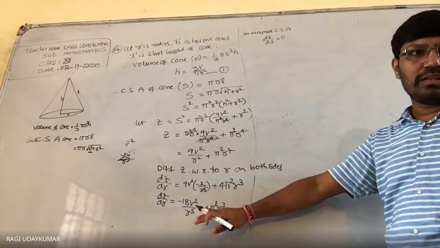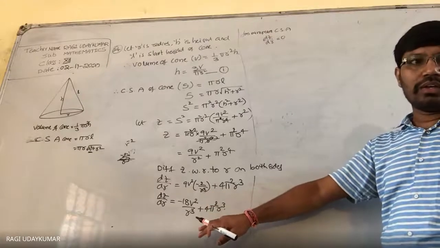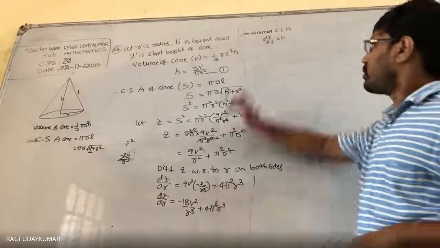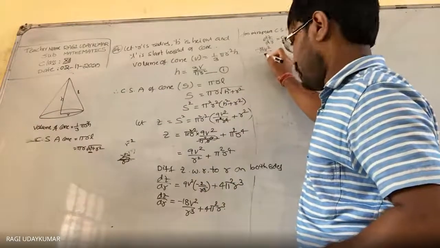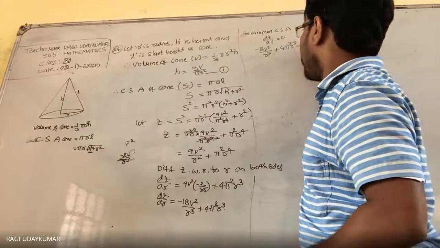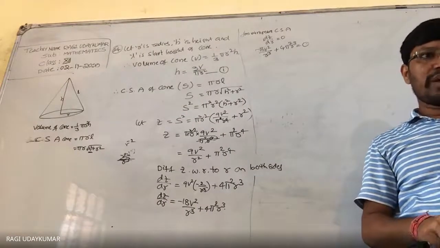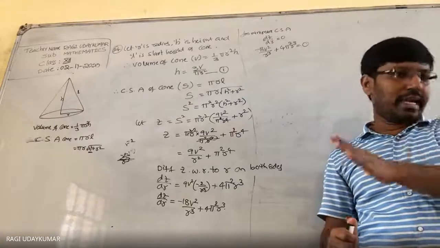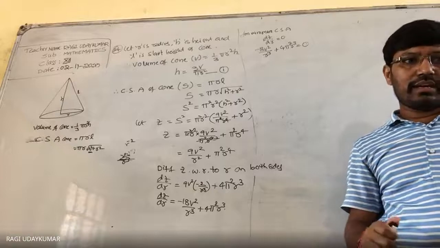So from this, taking this one as 0, see what values you are going to get. Simplify it. When you take minus 18 v square by r cube plus 4 pi square r cube equal to 0, find out the v square value from this, take the remaining terms across and find the v value.